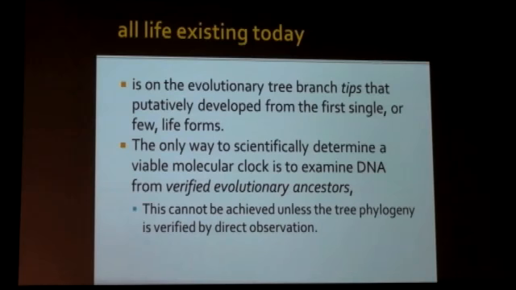So we have 3.5 billion years of evolution behind us, and E. coli has 3.5 billion years behind them. So all we can do is look at the tips of the tree. Gould stresses this a lot. He does a good job on a lot of his work. So when we examine the genome to determine the evolutionary clock, to be accurate, we must utilize verified evolutionary ancestors, and we can't really achieve that.